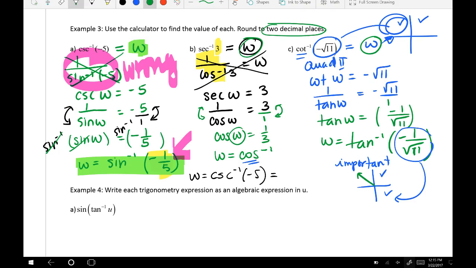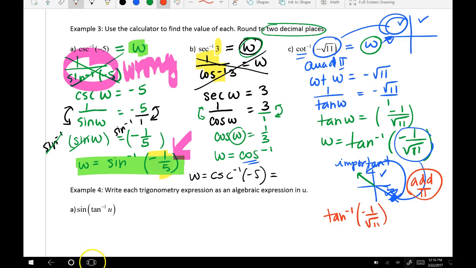So tangent is going to give me something in quadrant 4. Oh my goodness, it's totally in the wrong quadrant to begin with, right? But the calculator has a problem: it doesn't have a cotangent button. The newer ones do, the older ones don't. So what happens when you get an answer? You have to add a pi. Another important detail. Make sure this is happening. So what is tangent inverse of negative 1 over square root 11?